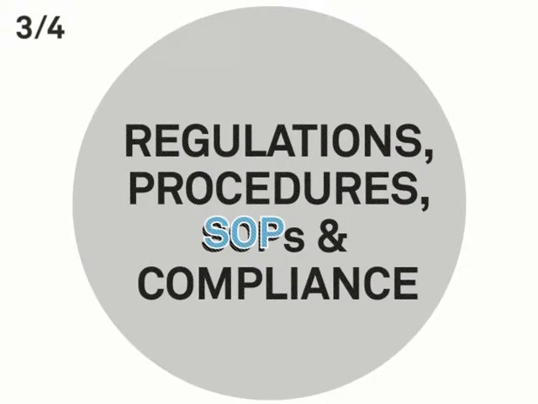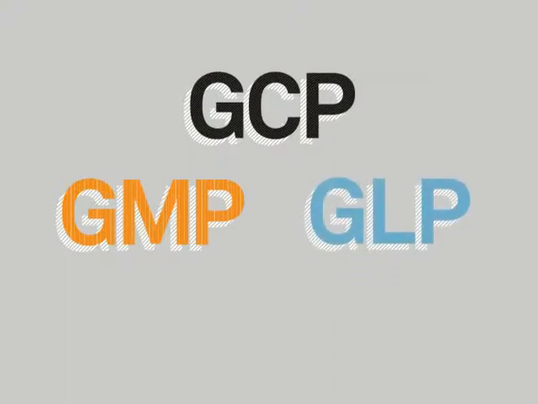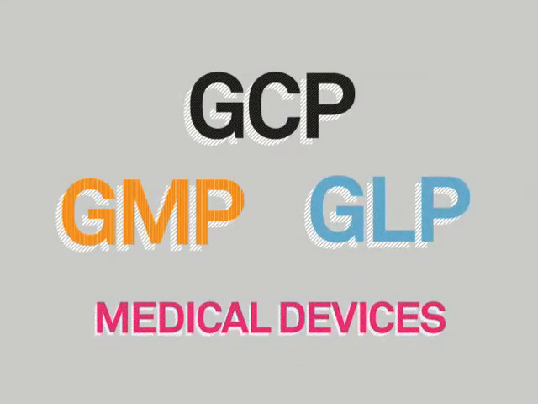Chapter 3: Regulations, Procedures, SOPs, and Compliance. SOPs are required under GCP to achieve uniformity of the performance of a specific function, and in GMP, GLP, and medical device regulations, specific areas to be covered by procedures and SOPs are defined. But nowhere can a standard be found to define how SOPs are constructed or employed.